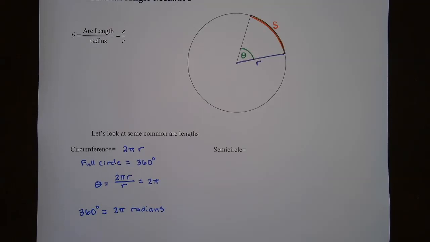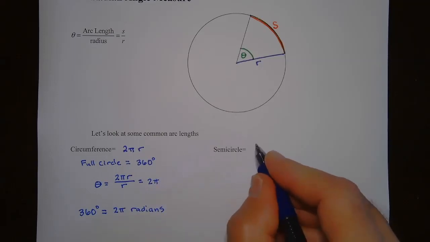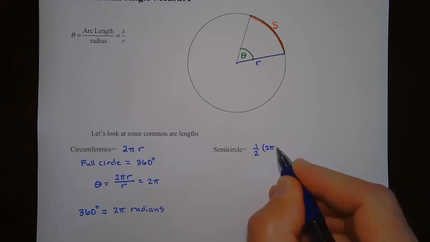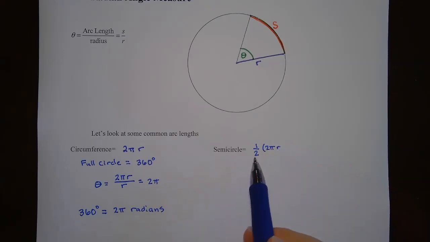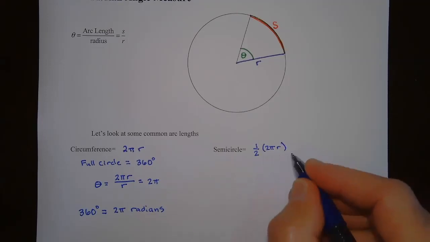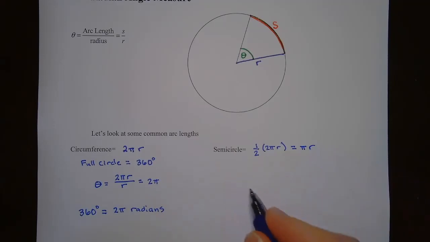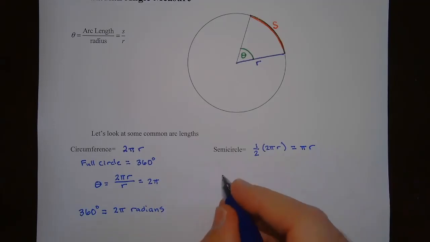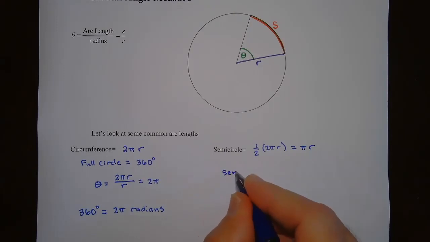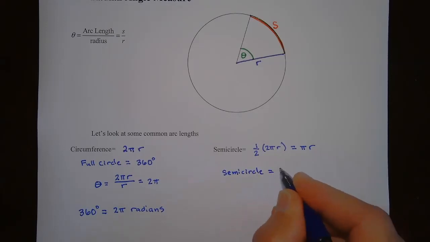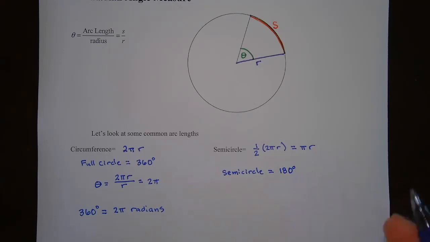How about a semicircle? A semicircle is half of a circle, so it's going to be half the distance around, half of 2 pi r. So the arc length for a semicircle will be half of 2 pi r, and half times 2 pi r would just be pi r. Now the angle in degrees of a semicircle is equivalent to 180 degrees, half a circle.